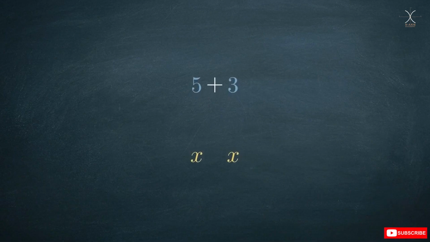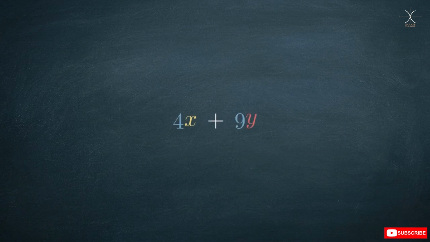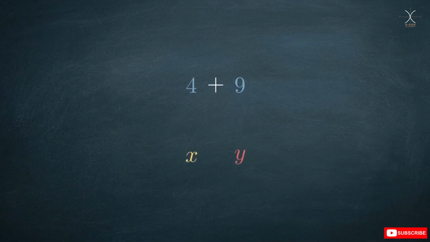By merging the numbers while keeping the variables and their powers exactly the same, we maintain the integrity of the term. If the variables or their powers don't match, they are unlike terms. They cannot be combined into a single value, so they simply sit side by side, connected by an addition sign.